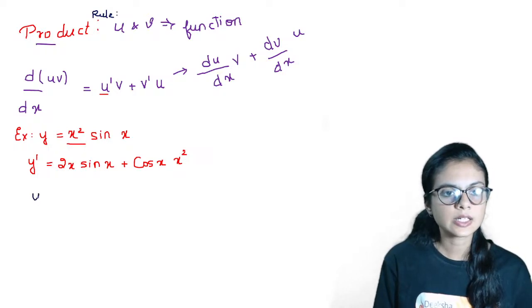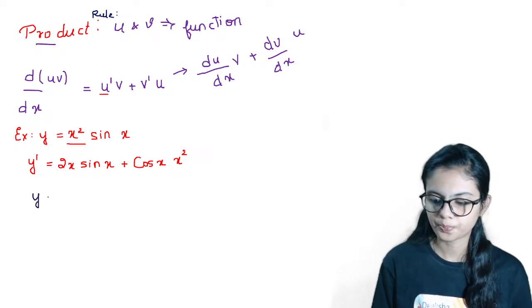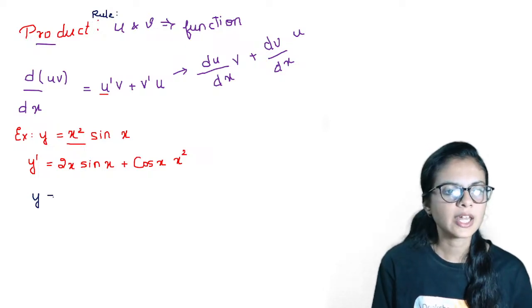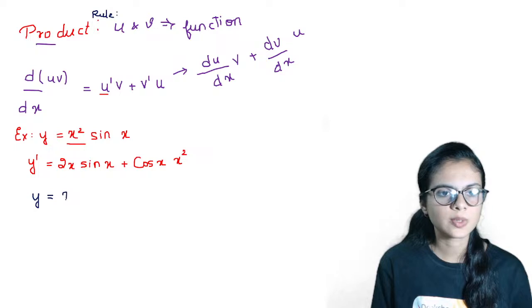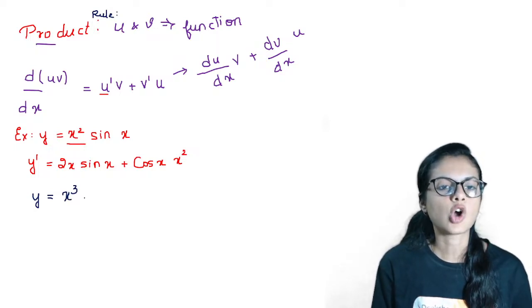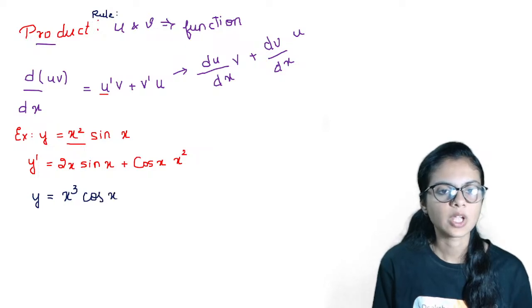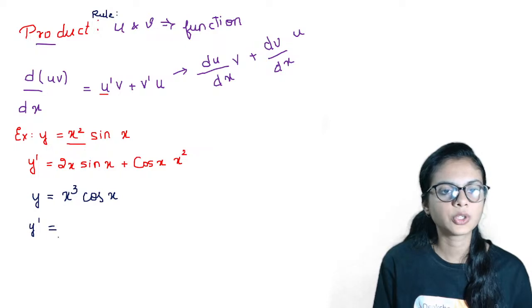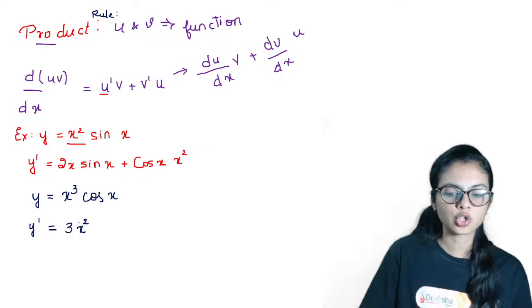And let's consider y is equal to, what shall we consider now? You can consider anything. y is equal to x cube cos x. Yeah, let's consider this. So if I differentiate this, y dash will be equal to the same formula. That is, it gets 3x square. So you should be good with this.